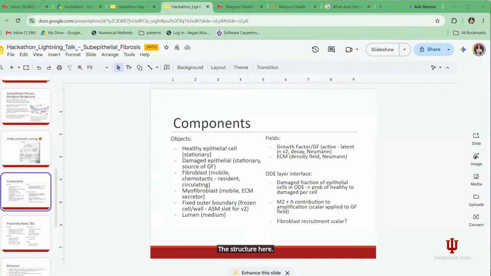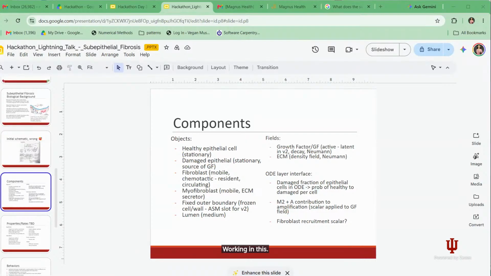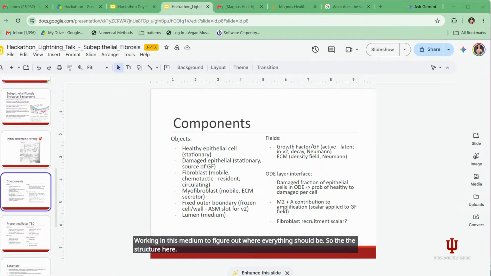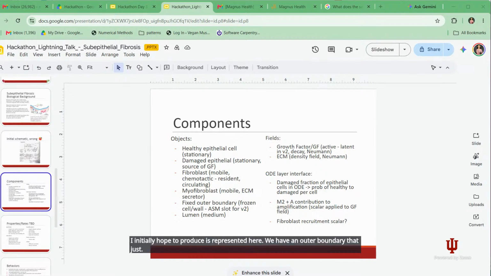I'm not a biologist, so it really helped me working in this medium to figure out where everything should be. So the structure here is what I initially hoped to produce. We have an outer boundary that just keeps everything in this subepithelial.